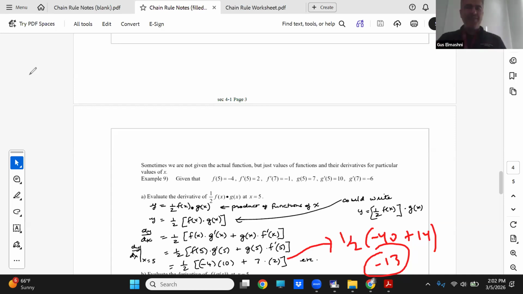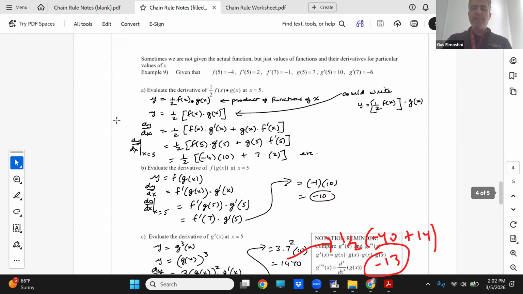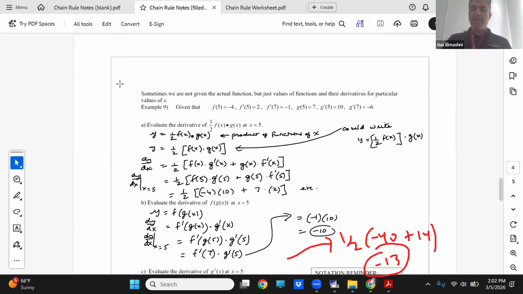I think it's cool because there's this bit of certainty with this. Like you're looking for a number. For part B, you should be getting -10. Because f prime of g of 5, g of 5 was 2. No, g of 5 was 7. F prime of 7 is -1, and g prime of 5 is 10. So you get -10 for B.